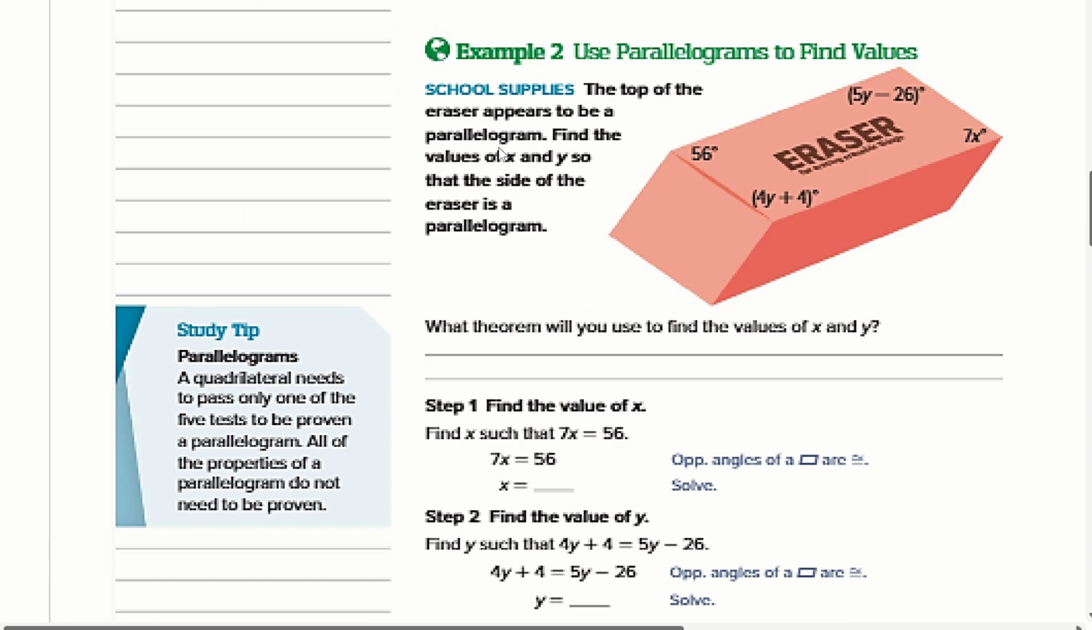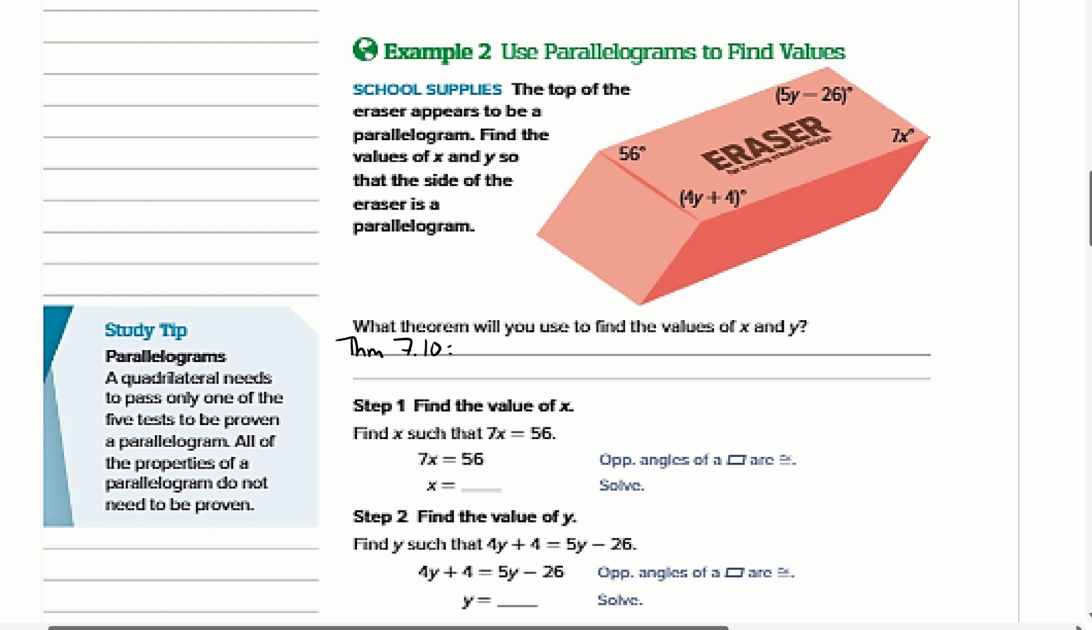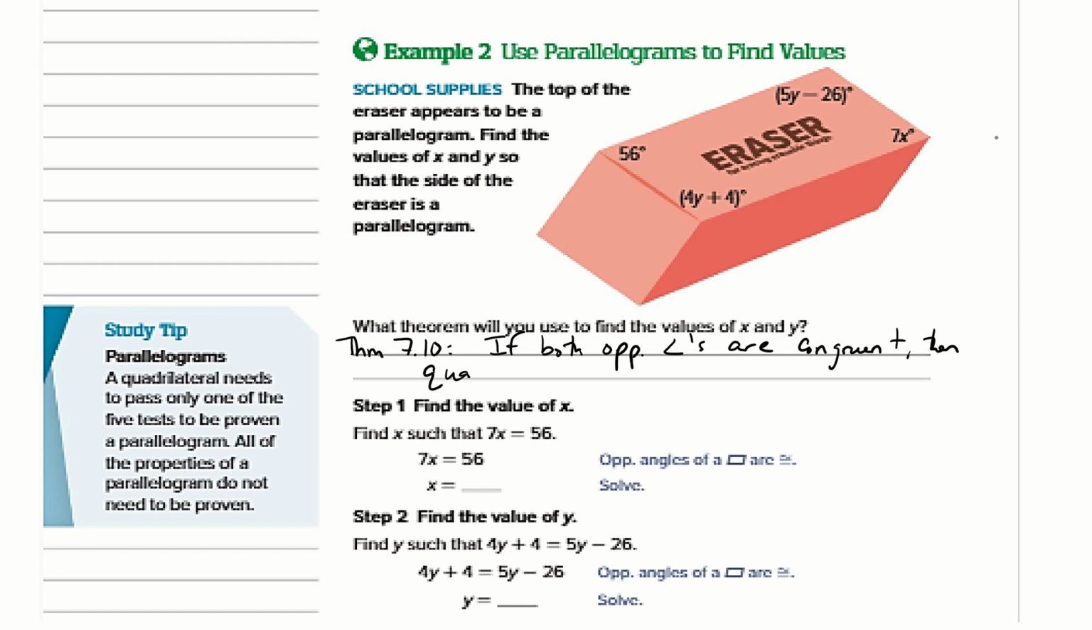Okay, so it says find the values so that the side of the eraser is a parallelogram. Okay, so if we want this to be a parallelogram, then the opposite sides have to be congruent, right? So which theorem will we use? So this theorem is theorem 7.10, which states if both opposite angles are congruent, then the quadrilateral is a parallelogram.